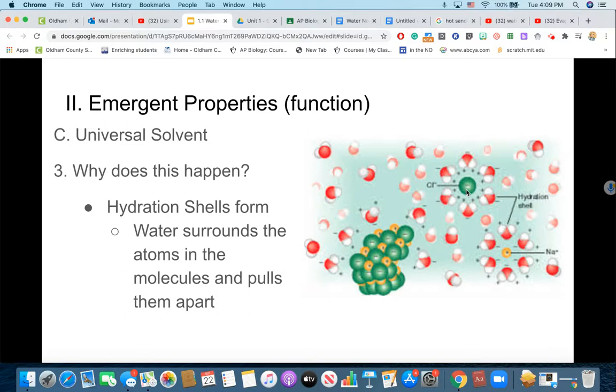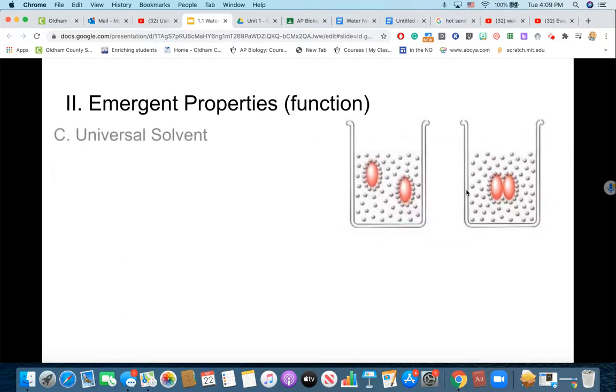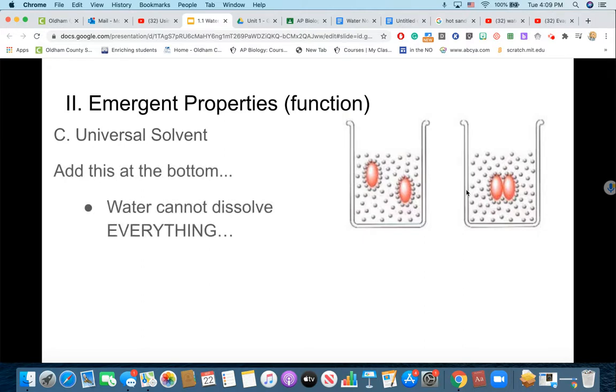Now, in your section of notes, you have a little more space, and I would like for you to add this next thing at the bottom: that although water is called a universal solvent, it cannot dissolve everything. It can only dissolve something that has a charge or a partial charge, meaning it can only dissolve something that is ionic or is polar.